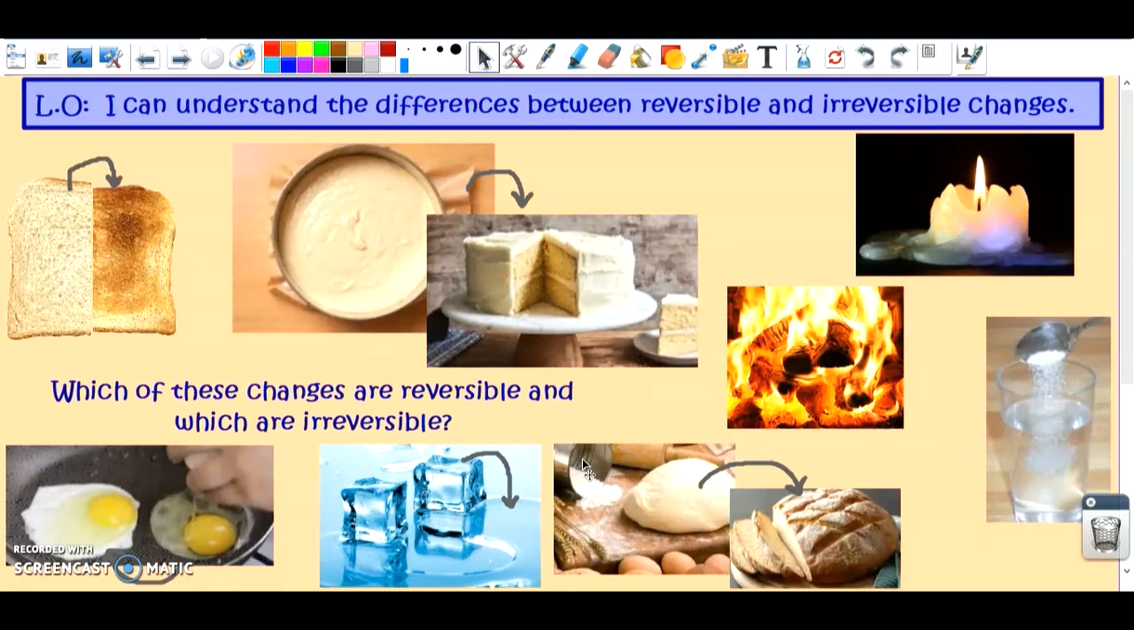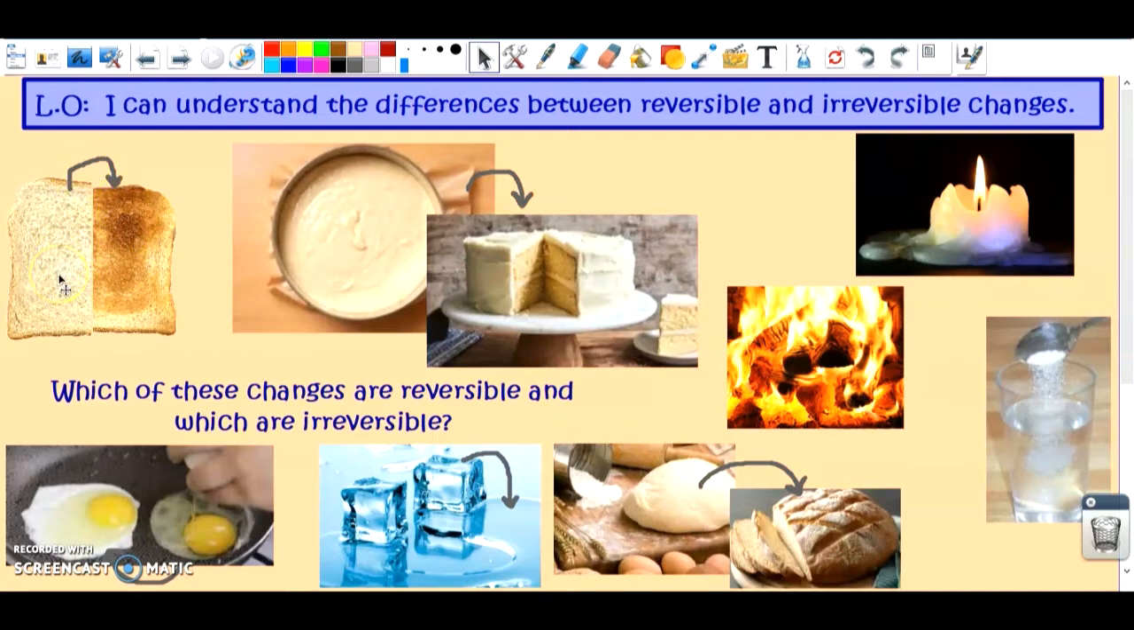Okay, welcome back. So I wonder what your final decisions were. Let's have a look at them. So the bread, as soon as a piece of bread has gone into a toaster, you can see it's really changed. It's gone much more solid and it looks different. It's changed colour. And actually, this change can't be reversed. You can't get a piece of toast back to being a piece of bread.